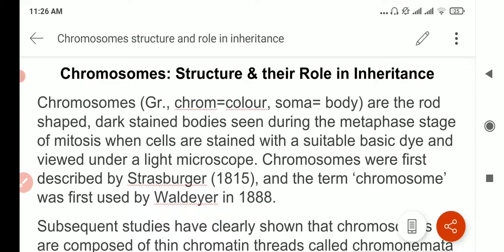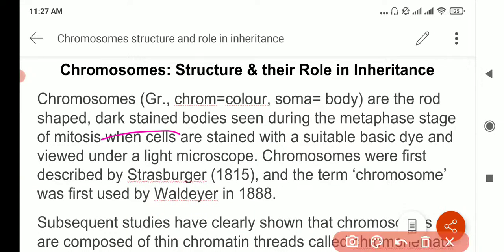Then they were rod-shaped, weren't they? And they were paired, no? They were rod-shaped. Okay, so let us see what is written here. They are rod-shaped, dark-stained bodies seen during the metaphase stage of mitosis. And we stain them with a suitable basic dye and view them under a light microscope.